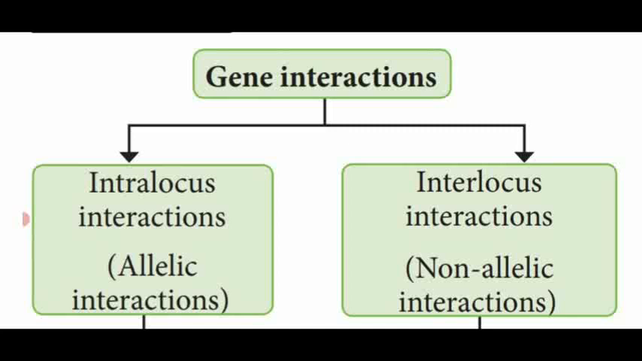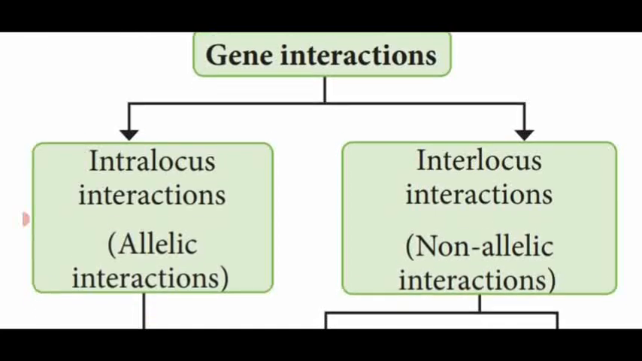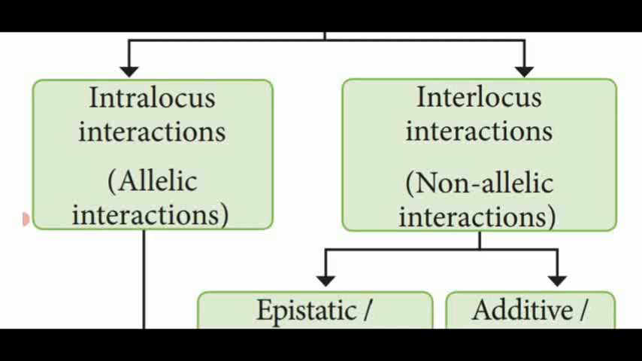Interlocus means the interaction takes place between genes on different chromosomes. That's why they gave the simple definition, allelic interaction. For example, the individual chromosome has a gene with a pair of alleles. So between the pair of alleles, if there is an interaction, that is intralocus.